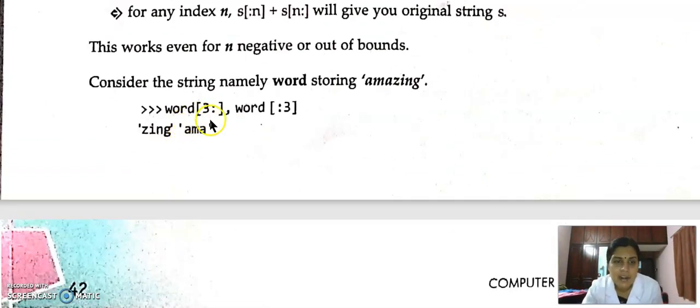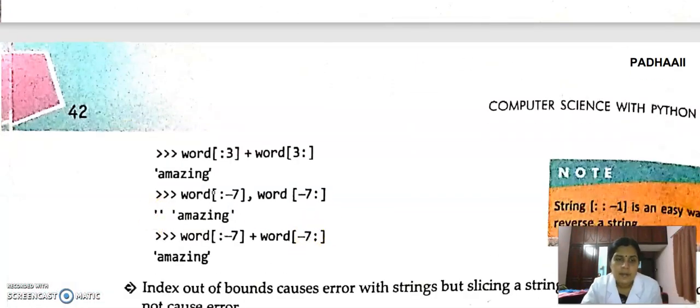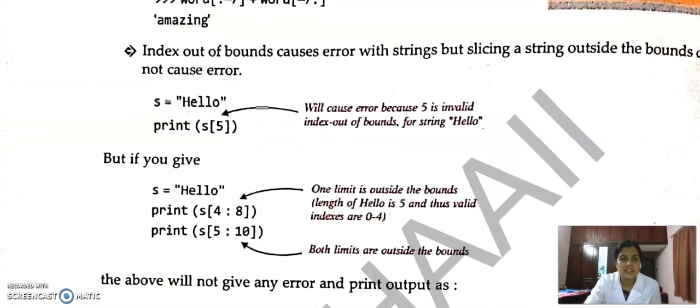Here is another example, word 3 colon. 3 colon means 0, 1, 2, 3. At the third position G is there. Then G, space, AMA will be the output. So we can use this type of method. We can slice by using this colon operator by giving starting and ending positions.